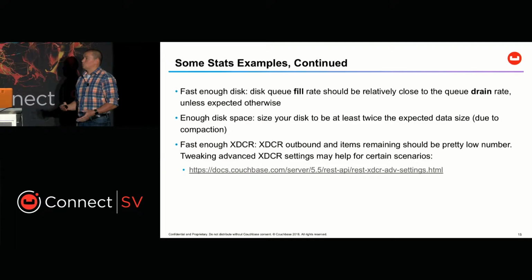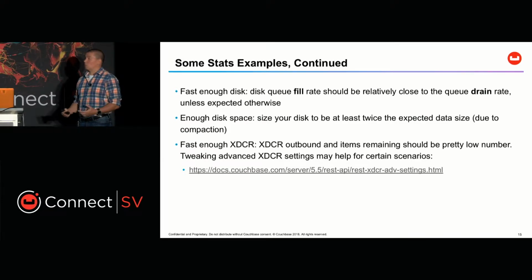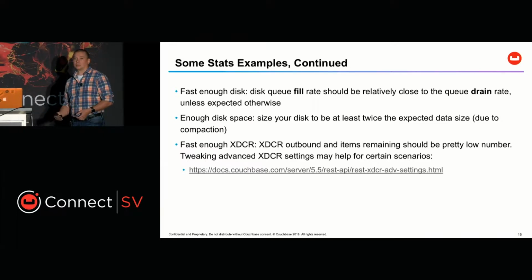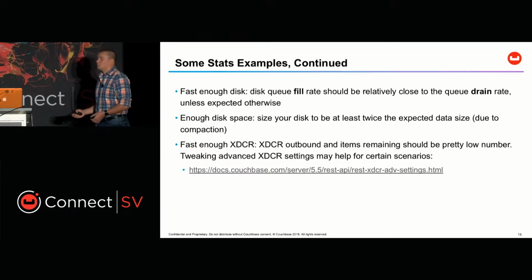Fast enough disk is really what tackles that problem. So we're talking about disk I/O, whether it's on your bare metal or in the cloud. So if your disk queue fill rate is high and the disk queue drain rate, how fast the data is actually getting persisted to the disk, is not keeping up with the fill rate, it may be a good idea to get faster disks, something that is 10,000 plus RPMs or SSDs.